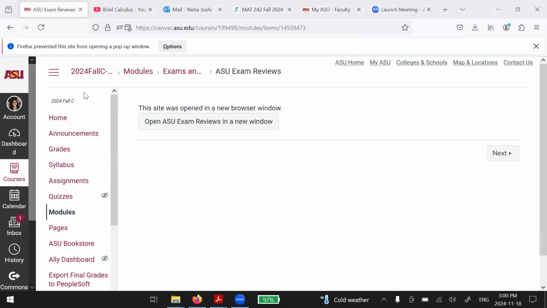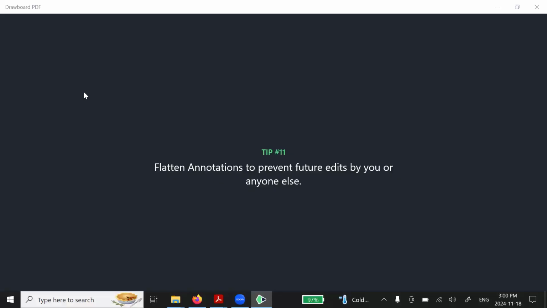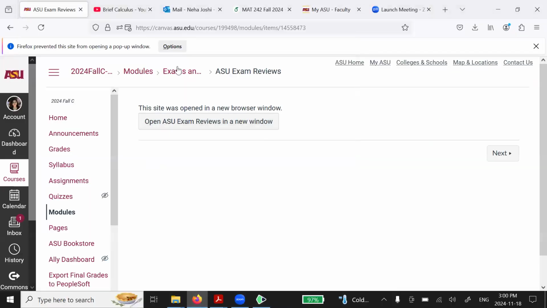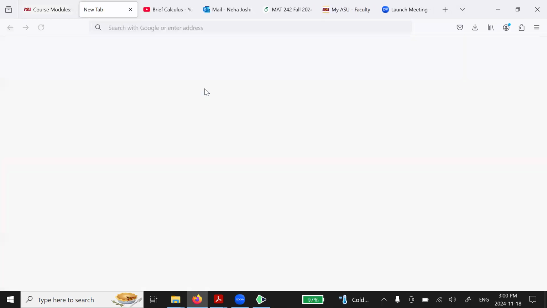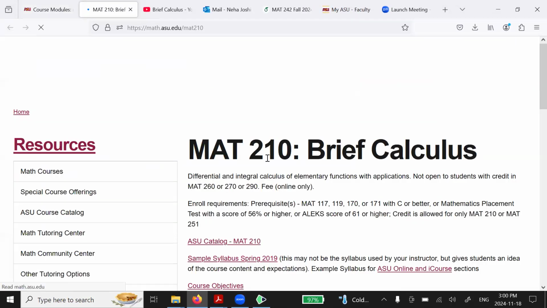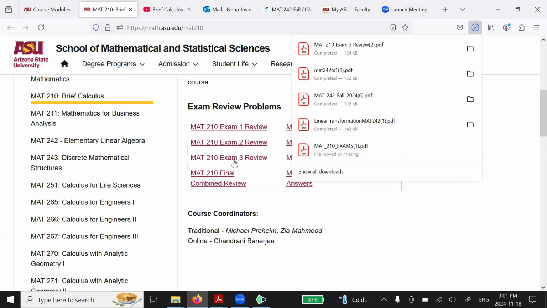Everybody has the PDF for exam 3? Really? What do you mean PDF for exam 3? You know, the homework that I give you. Seriously? Okay, there. These are the exam reviews that we solve in class, right? I pick problems from here. Exam 3. Do this exam review as many times as you can. Exam will be a carbon copy. Every question will be picked from this file.